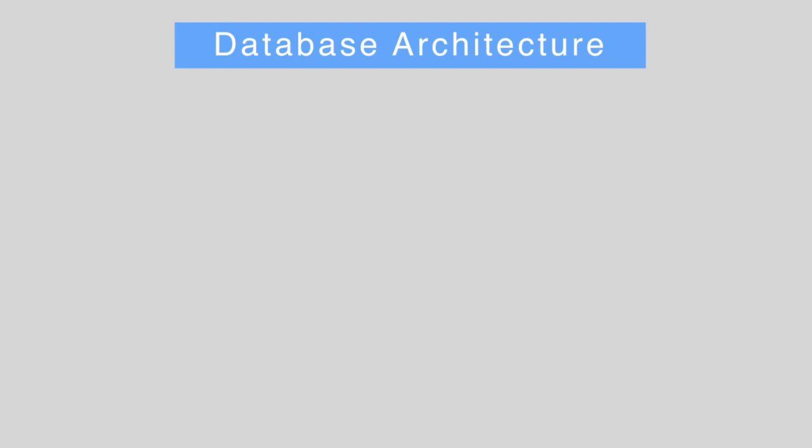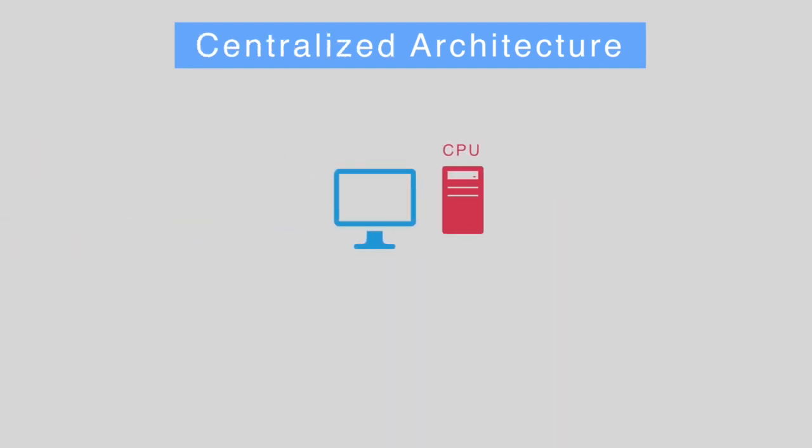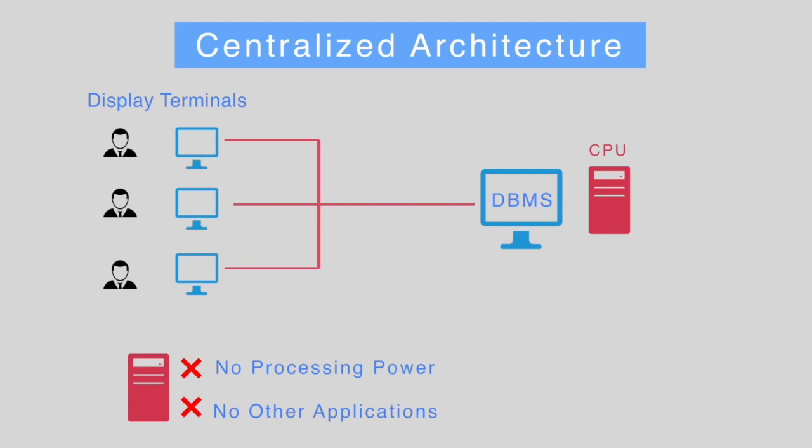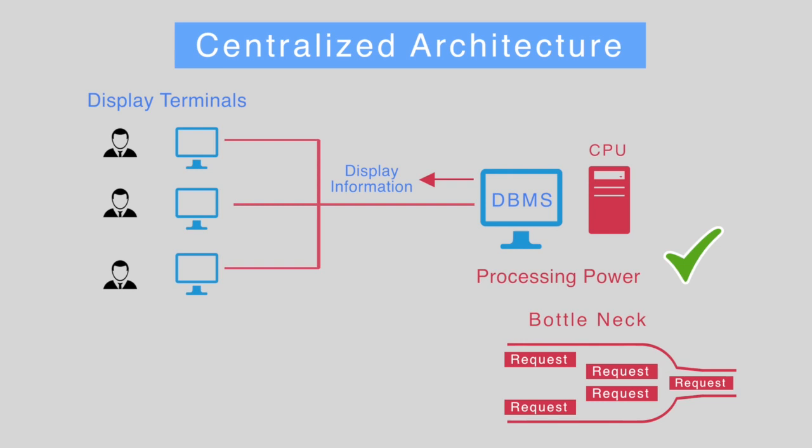There are two types of database architectures: centralized and client-server architecture. Centralized architecture is an old style of architecture where users access the database via computer terminals. These terminals have only display capability but not the processing power. So these terminals can't run any other applications. All the processing is performed remotely on computers running the DBMS. Only display information is sent to the terminals. Here, the central DBMS computer is a bottleneck of the system.